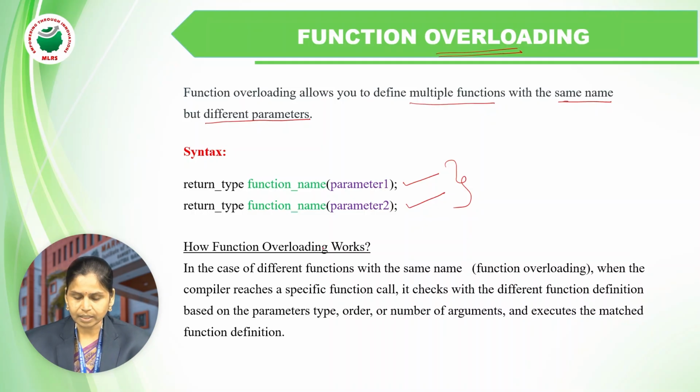How does function overloading work? In the case of different functions with the same name, when the compiler reaches a specific function call, it checks the different function definitions. It checks based on the parameter types, meaning the data types of the parameters, the order of the parameters and the number of parameters. Everything is verified by the compiler, and then it executes the matched function definition.